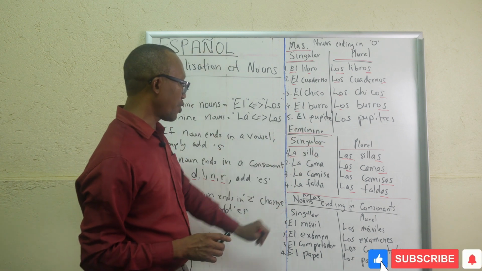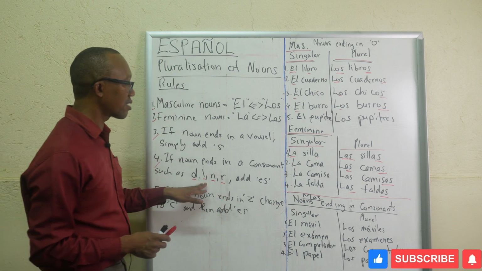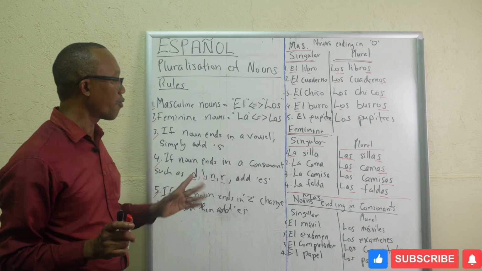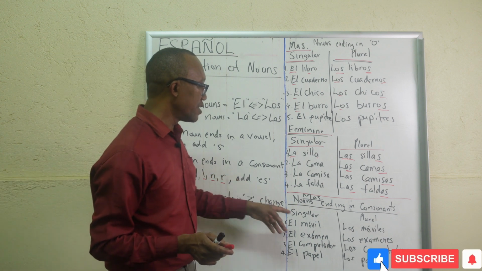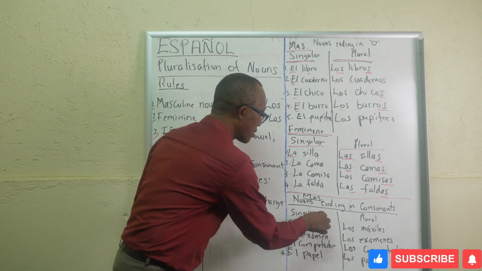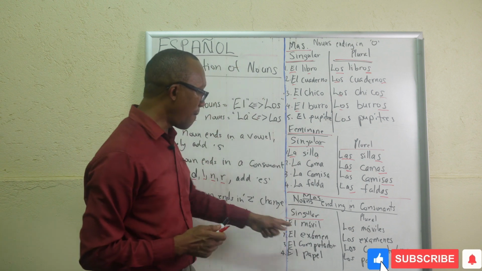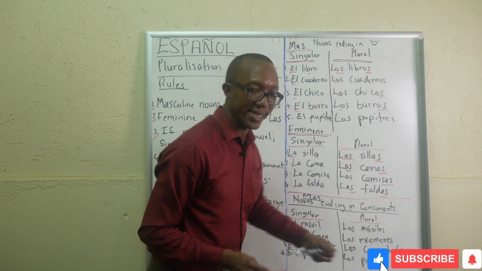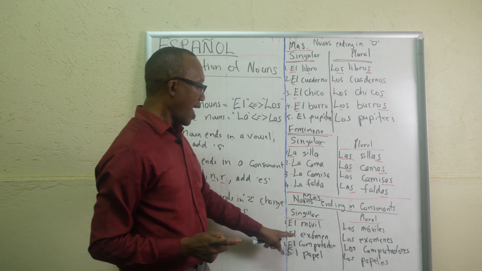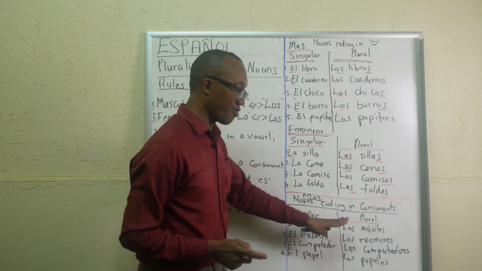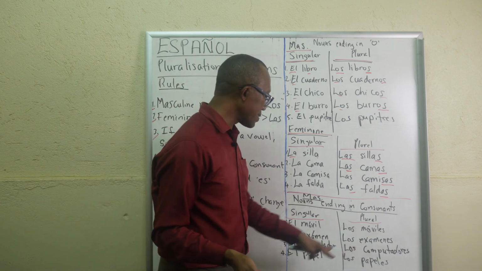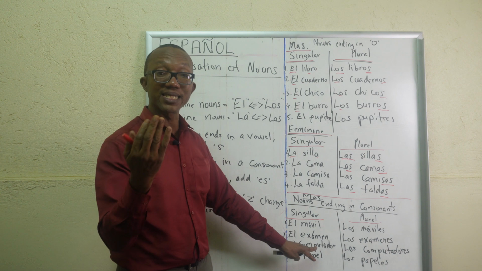Okay? So let's go down here now with the consonants that you might be confused about. I'm not too sure. Well, now you are sure because the rule is there. So the singular form, let's take el móvil. El móvil becomes los móviles. See? Móviles, and the accent remains. El móvil, your mobile phone. Los móviles.